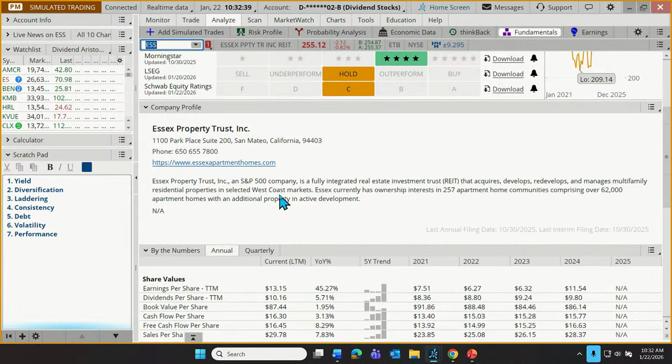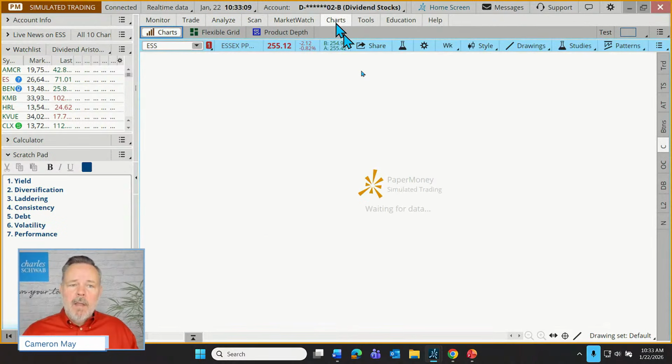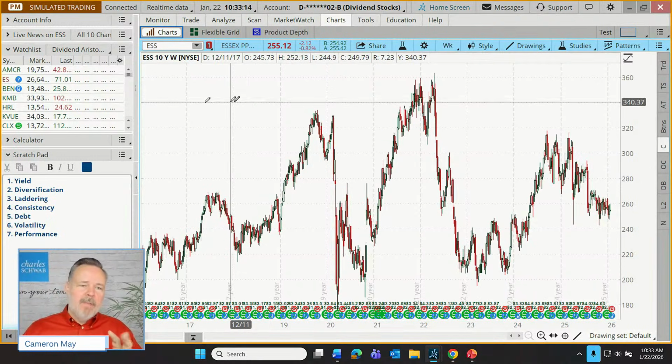So not UK, not 7 other European countries, 257 apartment home communities comprising 62,000 apartment homes, and they're building another one right now. So that gives us some insight into what the portfolio is that the investor is about to acquire if they decide to invest in these REITs. So which one should we choose? Are you starting to lean one toward the other? Maybe one other thing the investor might look to is see what's going on with the charts of these over the long term.